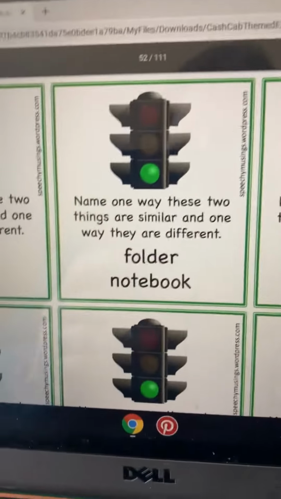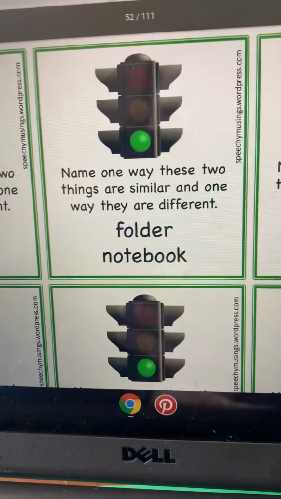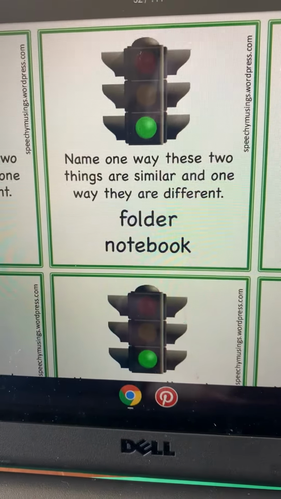Name one way these two things are similar and one way they are different. All right, a folder and a notebook are both types of school supplies. We use them for school, we might even use them for work. They're different because a folder, you're able to put things inside of it, and a notebook you use to write on. And sometimes you have these two things in one combined compartment, which is nice.